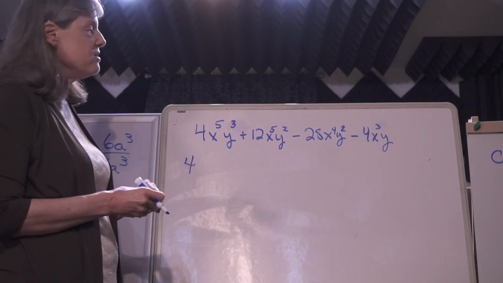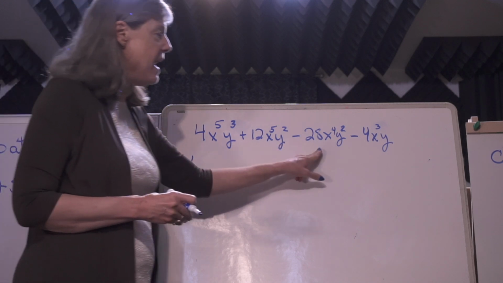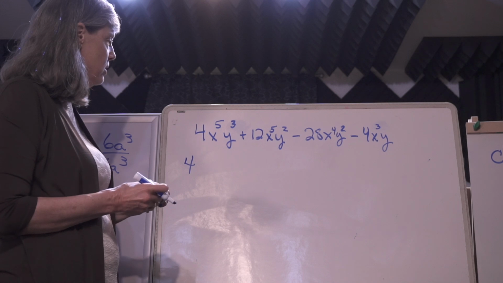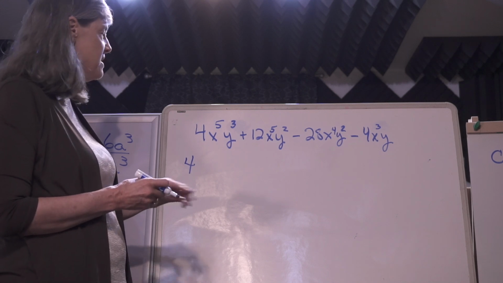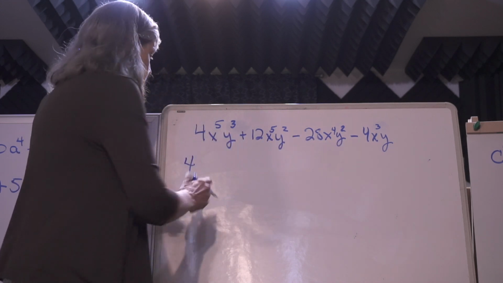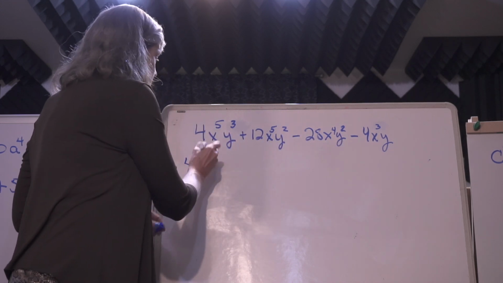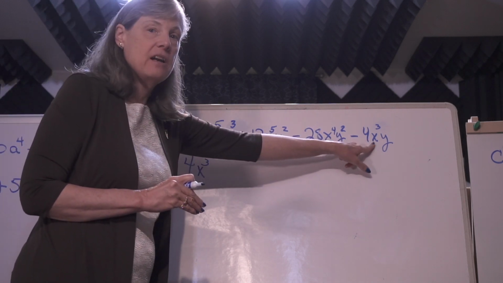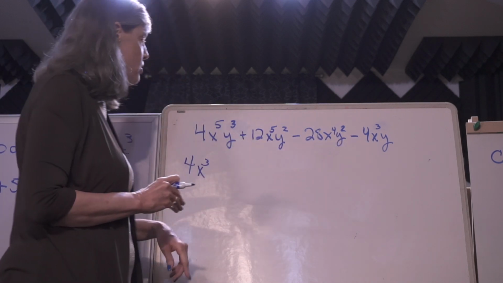Now let's look at the x's. Does everybody have at least one x? Well, they do. Now let's see what's the biggest number of x's I can get out. So that would be x to the third. Because I could take 5 out here, but I can't get 5 out of this guy. So 3 is the most.